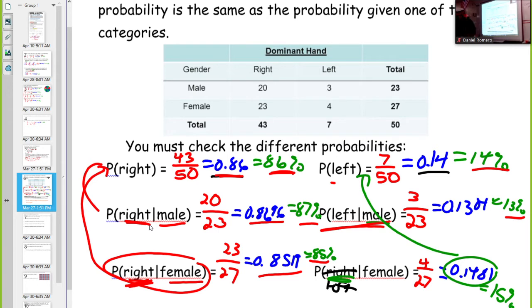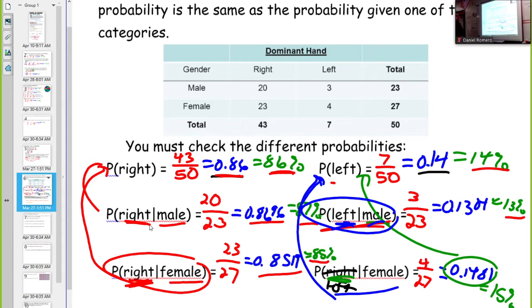How about being left-handed? In order for being left-handed and being male to be independent, this would have to be equal to just the simple probability of whichever one you list first. Are those two equal to each other? No. But they're really, really close. Same thing with being left-handed and being female. It's not the same thing. So what we can say from the data is that there's a very slight dependency.